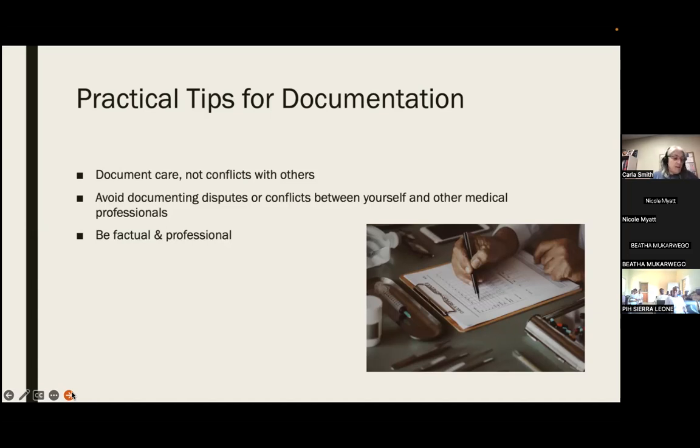You don't want to write the medication was not given because the pharmacy couldn't provide it on time. That's casting blame or dispute or conflict on the other department. But you can factually say the medication was not given because it is currently unavailable from the pharmacy.